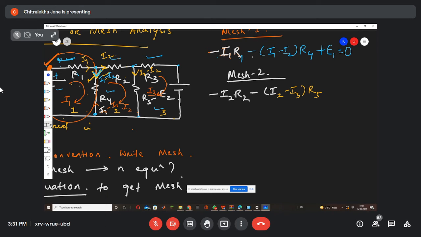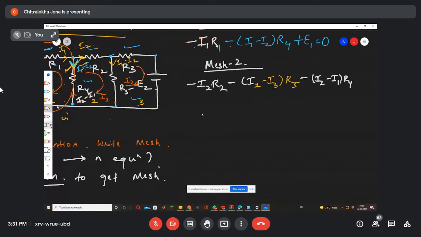Yes, ma'am. Okay. So what will be my equation? I2 minus I3 into R5, then I can write minus I2 minus I1 into R4 is equal to zero. Or else I can also write the equation as minus I2 R2 minus I2 minus I3 into R5. If I put a plus sign, I am traveling in the clockwise direction, so I take the current opposite to me. If I'm traveling clockwise and taking the opposite current, I can write plus I1 minus I2 into R4 is equal to zero. Same equation.